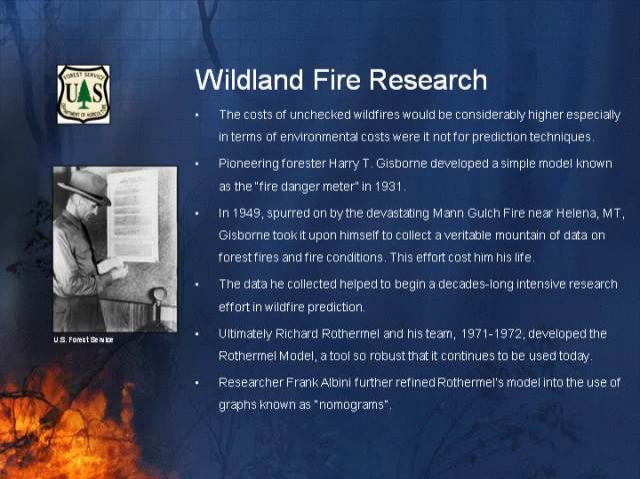We use it today. People that developed models back in the 70s, Richard Rothermel, we're about to talk about Richard Rothermel, used his data. It was so precise, and so huge, and so detailed, and it killed the guy. The data he collected helped a decade-long intensive research. Ultimately, Richard Rothermel and his team in 1971 and 72 developed the Rothermel model, and it's a very robust tool. After Rothermel, a researcher who's a very astute mathematician named Frank Albini took it further and created another tool, a series of graphs called nomograms.